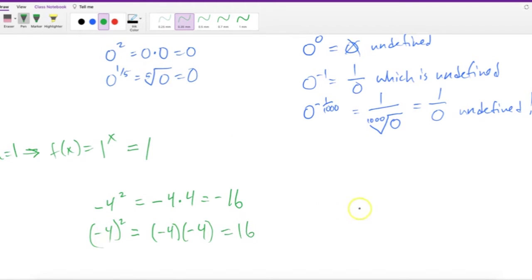And since our function, in this case we would be saying something like f of x equals a to the x, where a is -4, we want the entirety of a raised to that exponent. And so that means you need to put parentheses around that 4.